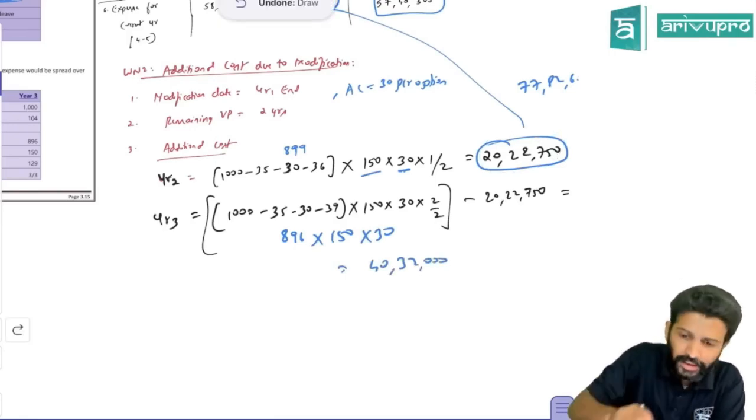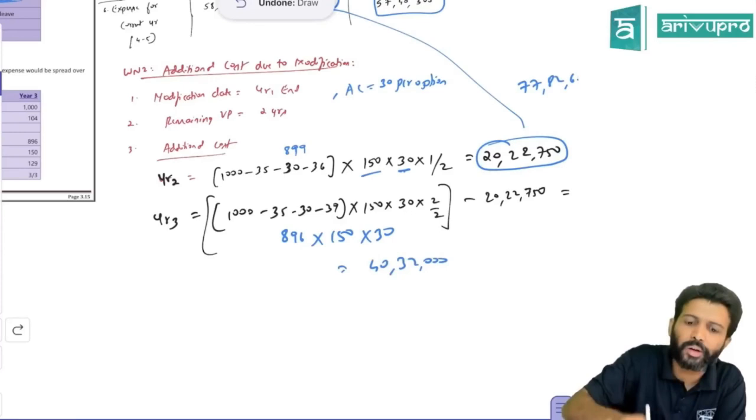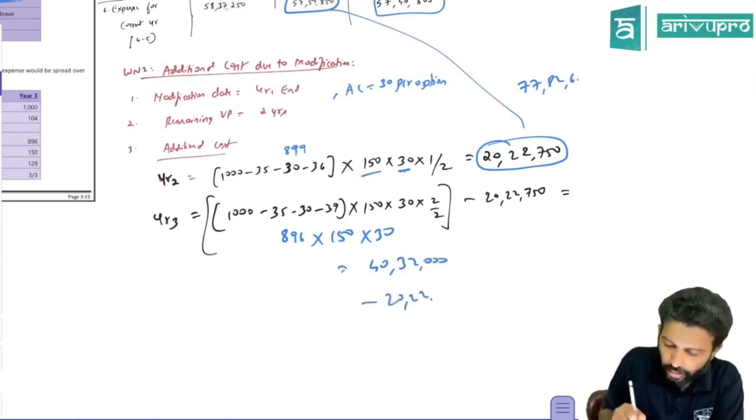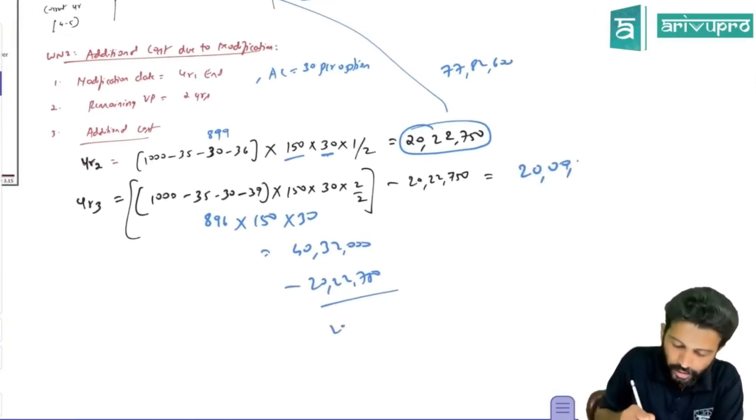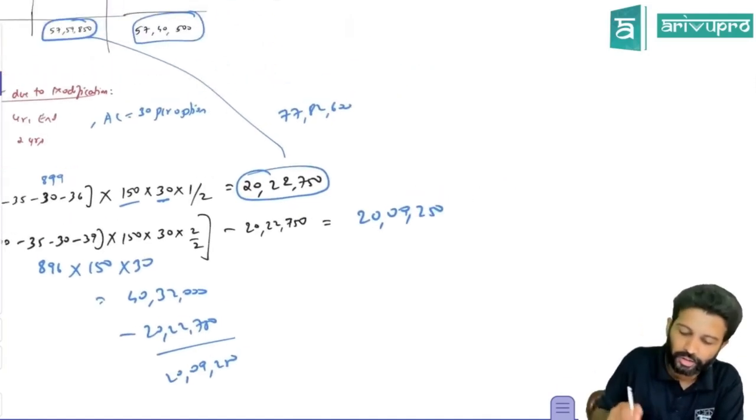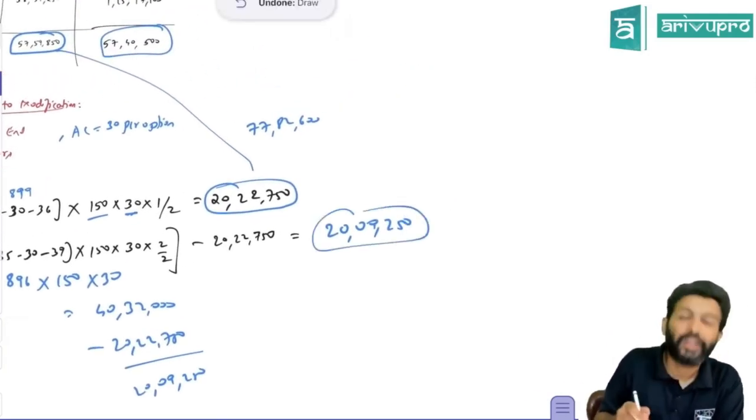In that, 20 lakh 22,750 is already booked in year one. So minus 20 lakh 22,750 you do. You're going to get how much? 20 lakh 9,250. So that is additional expenditure. You need to book it in the third year.